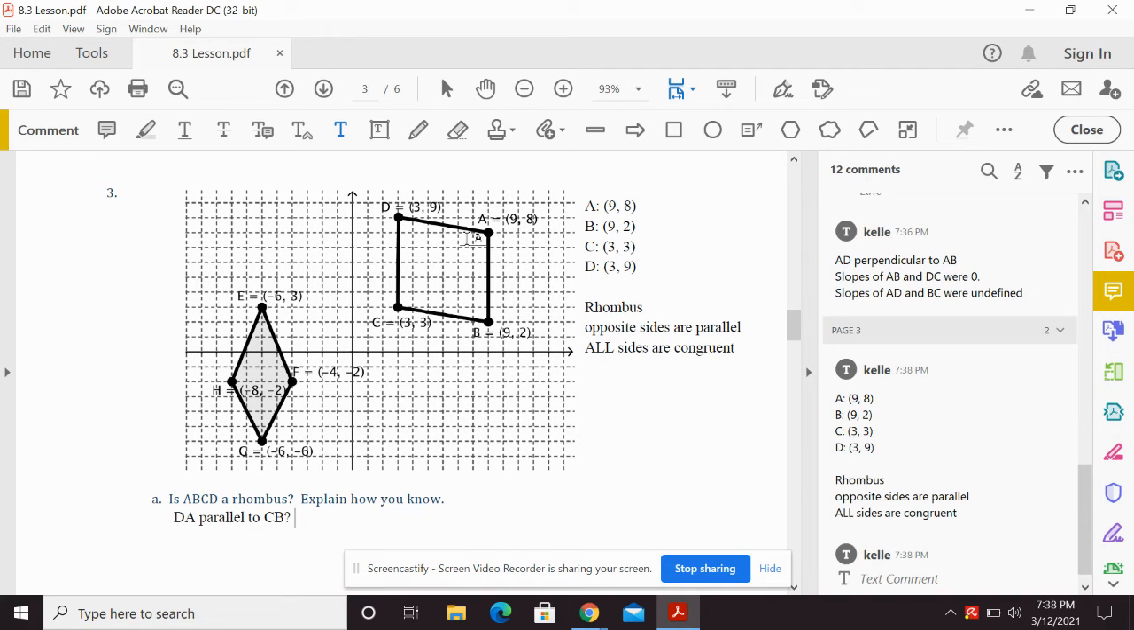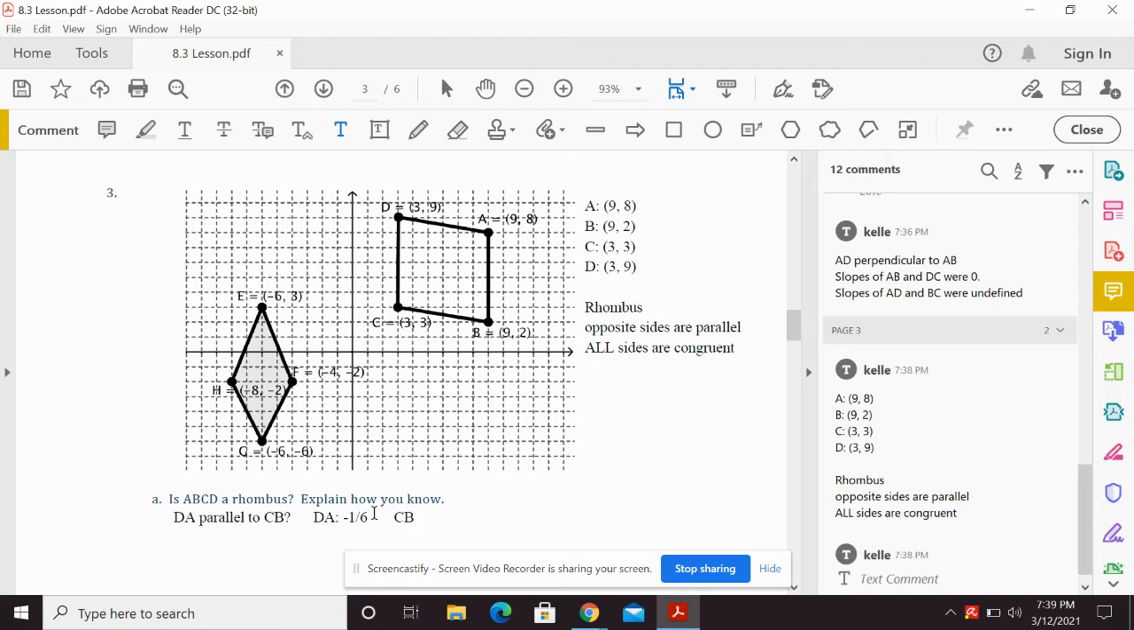Okay. So let's find the slopes. Their slopes have to be the same. So my slope of DA is my change in y over my change in x. My change in y, I'm going from 9 to 8. Change in y is negative 1. My change in x, I'm going from 3 to 9, so that is 6. So my slope of DA is negative 1 over 6.